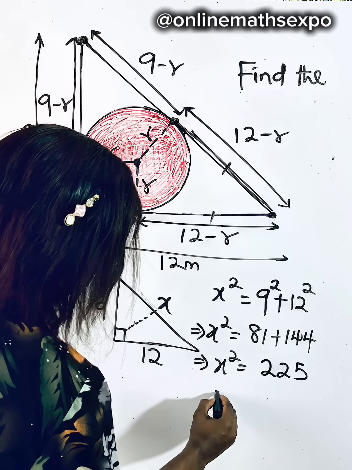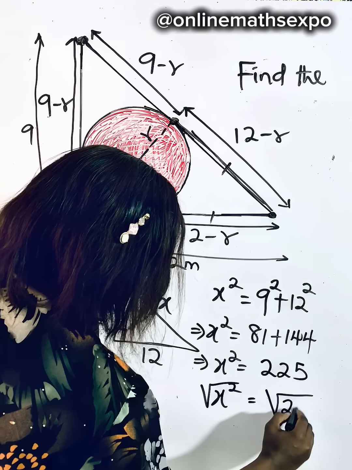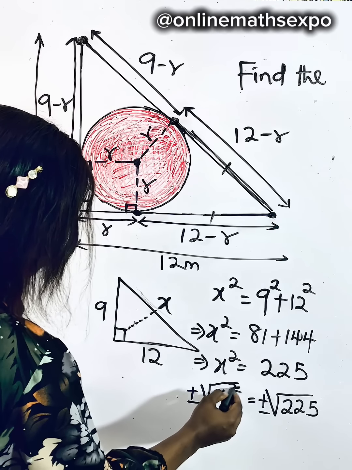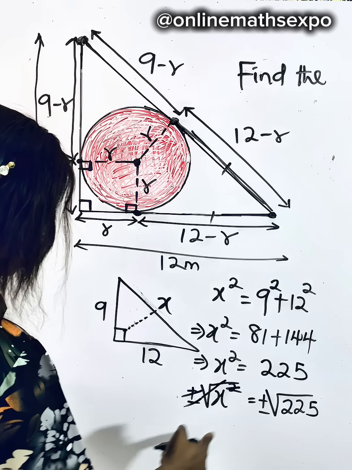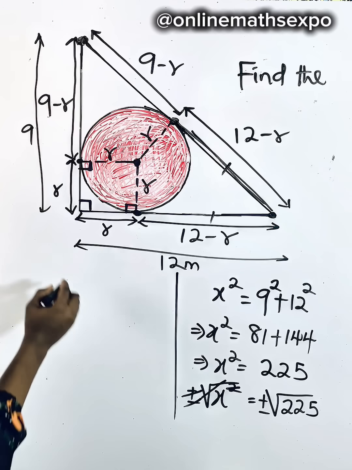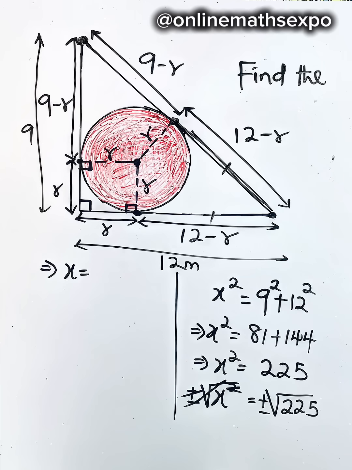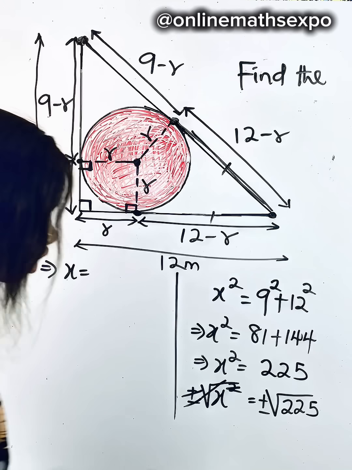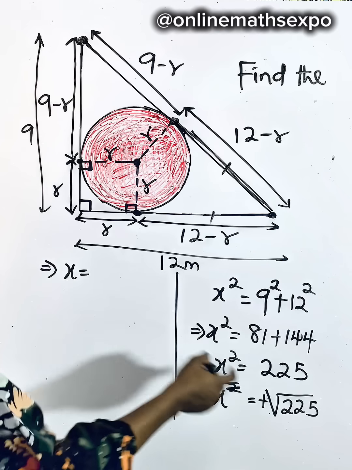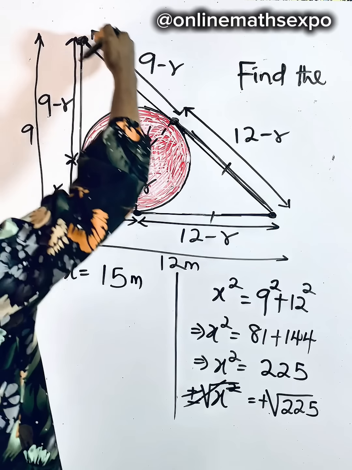So you do that, x squared, you square root, and as you do that, you take both the positive and negative value each time you want to remove a square. So from here, we now have x is equal to plus or minus, but because you are working with the sides, remember the x cannot be negative. We're only going to take the positive square root. And the square root of 225 gives us 15. So we have x is 15 meters.